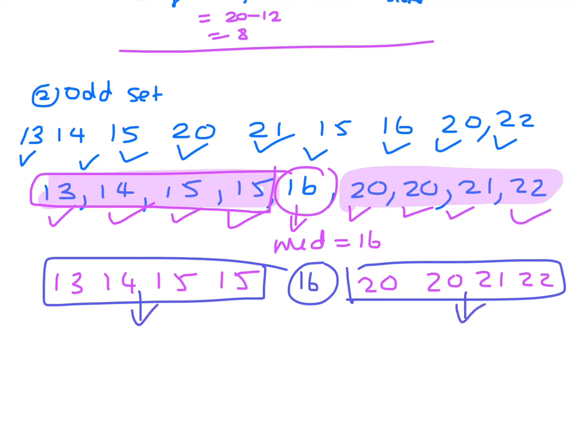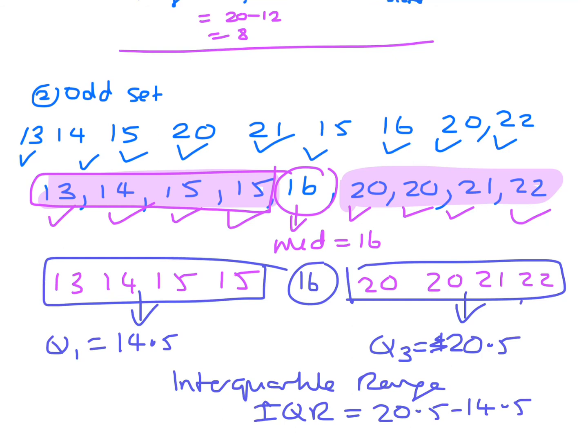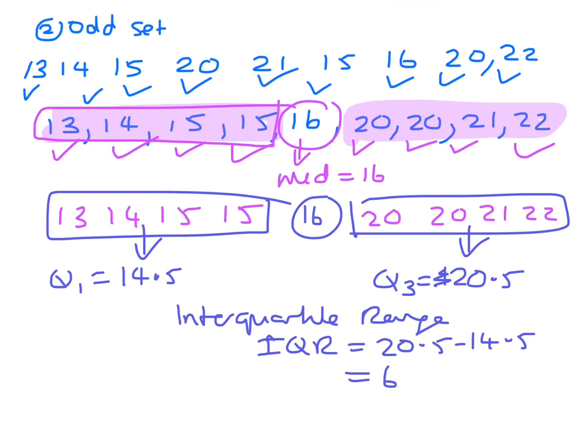This has got 4 here, so halfway would be 14.5 because it's the middle of 14 and 15, and halfway here would be 20.5. So this is Q1 and this is Q3. So the interquartile range, IQR, is 20.5 minus 14.5, which would actually equal 6. That's your interquartile range.